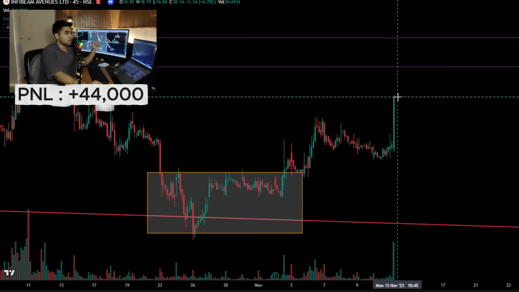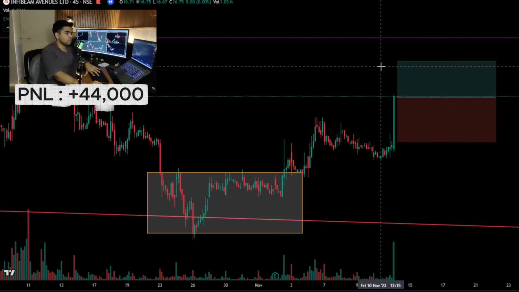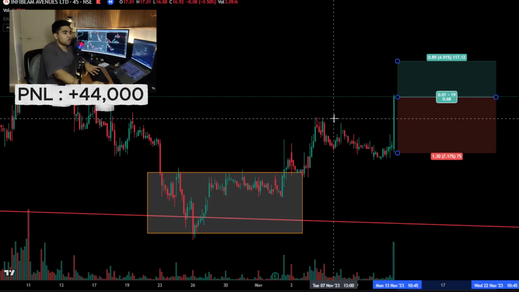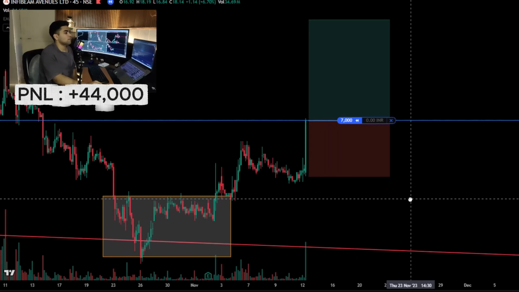My plan is to enter again at this area, and this time I don't want these levels here. Why? Because these are already tested levels, so I'm going to remove them. I'm going to be keeping a 7% stop loss in this trade, and I do not want to go above 1 or 2 lakh rupees here. I would be trading between that area only. Let's go with 7,000 quantities here. Let's buy that. Okay, we have entered our trade.